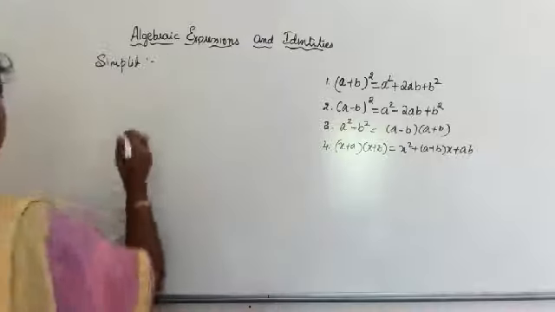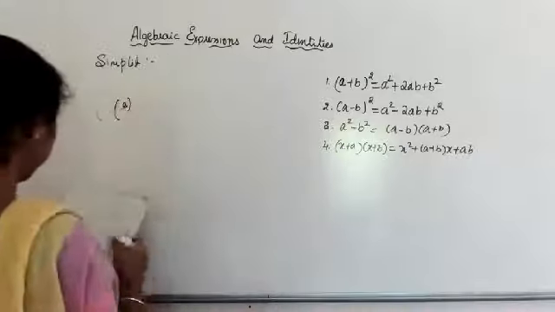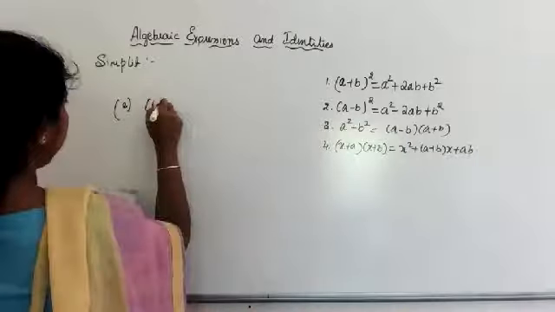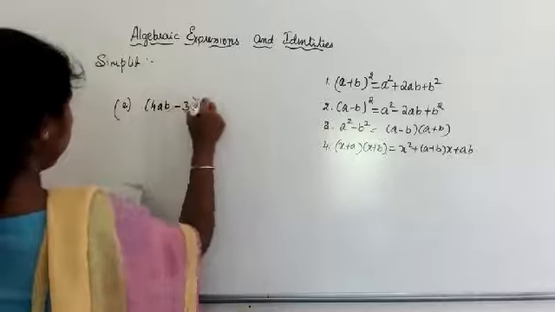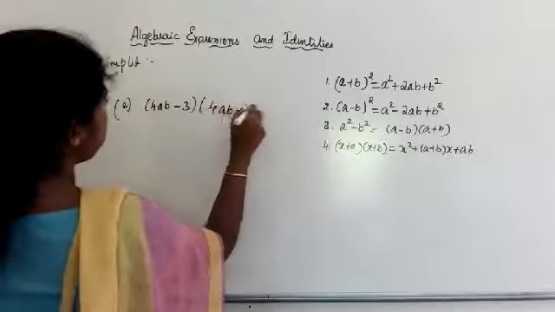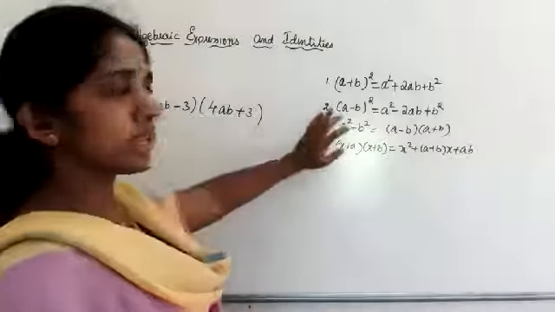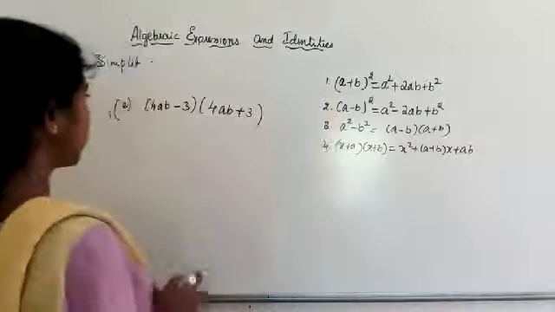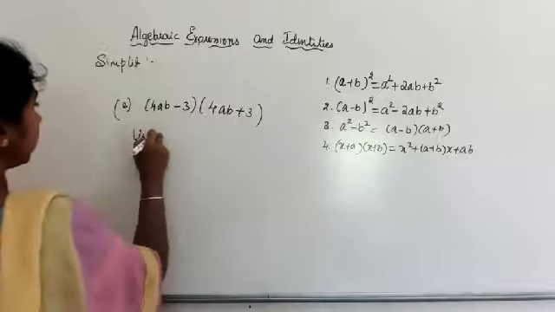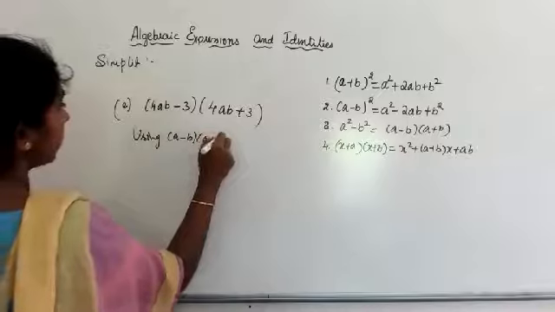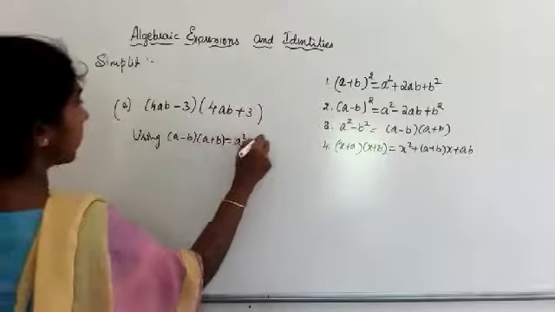Next, question number E. 4ab minus 3 into 4ab plus 3. Now this one, which one can you use? Yes, obviously the third identity we can use here. So using the identity a minus b into a plus b is equal to a square minus b square.